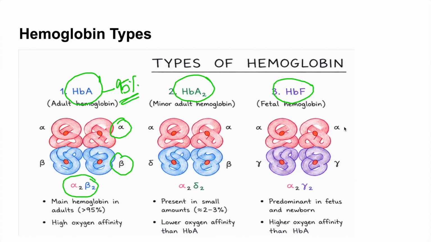Then you have another variety, that is HbA2. It contains alpha 2 delta 2, 2 alpha chains and 2 delta chains. This is present in very small quantity. Then you have HbF. HbF contains 2 alpha chains and 2 gamma chains. It is alpha 2 gamma 2. It is mostly seen in the fetus, and later on you will see it is seen in thalassemia major.